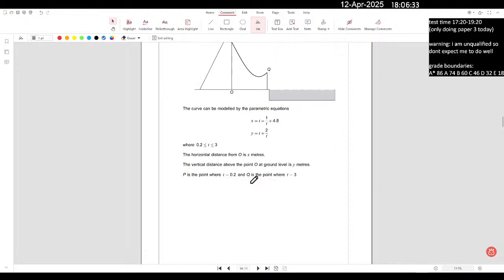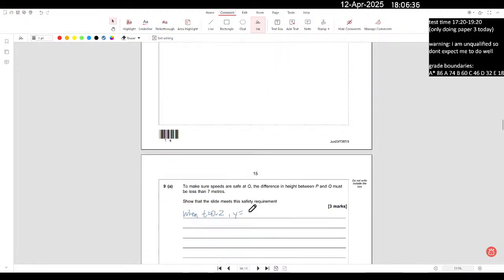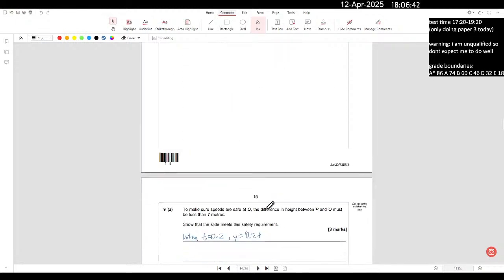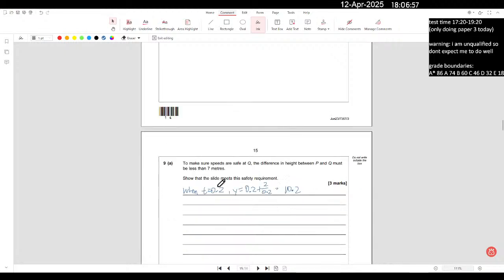When t equals 0.2, y equals 0.2 plus 2 over 0.2, which is 10.2. When t equals 3, y equals 3 plus 2 over 3, which is 11 over 3, or 3.6 repeating.